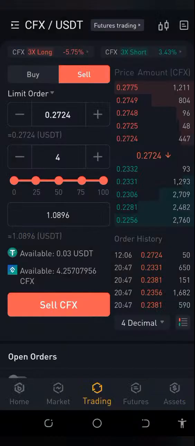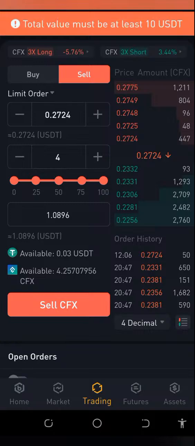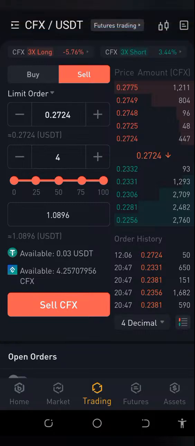Okay, I fixed my transaction PIN, but it's not going anywhere, because look at this. Look at what it just said. It says here, total value must be at least 10 USDT. So this is like a younger brother to Binance. Okay, so they're not going to allow you to do anything except 10 USDT.